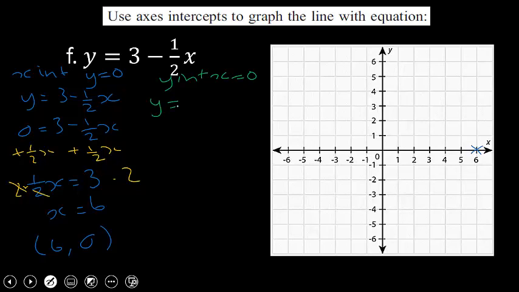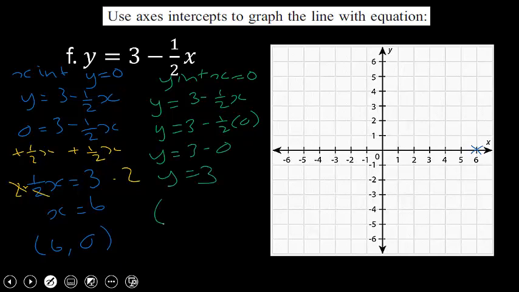Y-intercept, x equals 0. So y equals 3 minus 1 over 2x. Y equals 3 minus 1 over 2 times 0. Y equals 3 minus 0. Y equals 3. So my coordinate is 0, 3. That's that one over there. And my line looks like this.